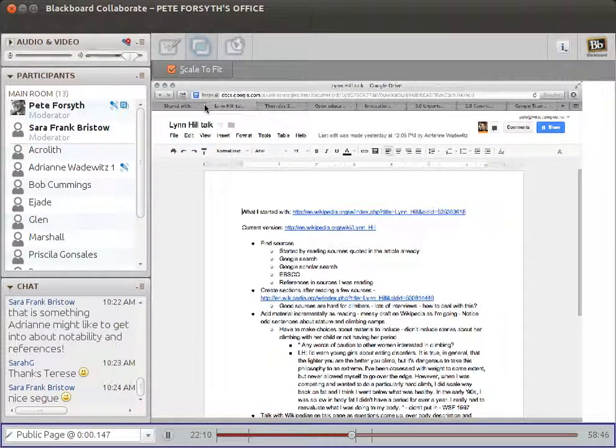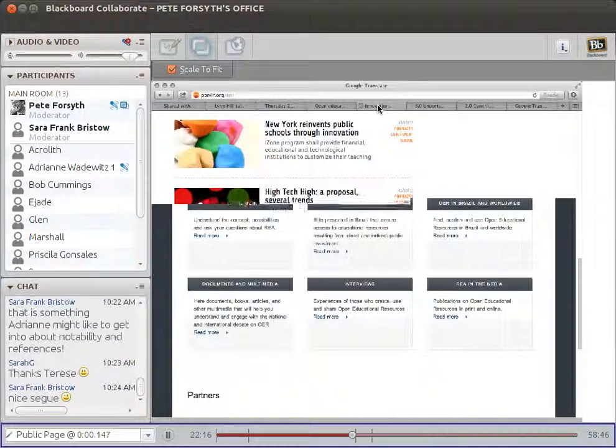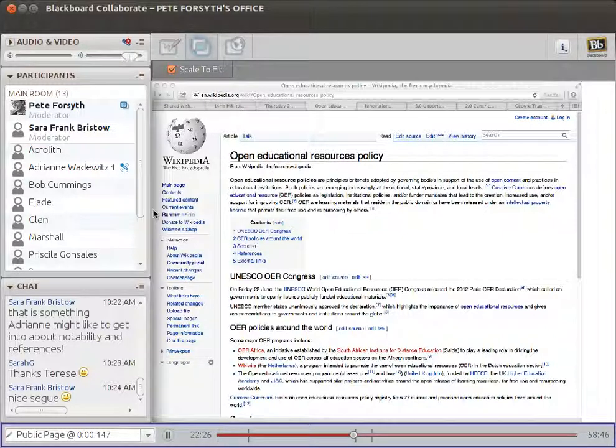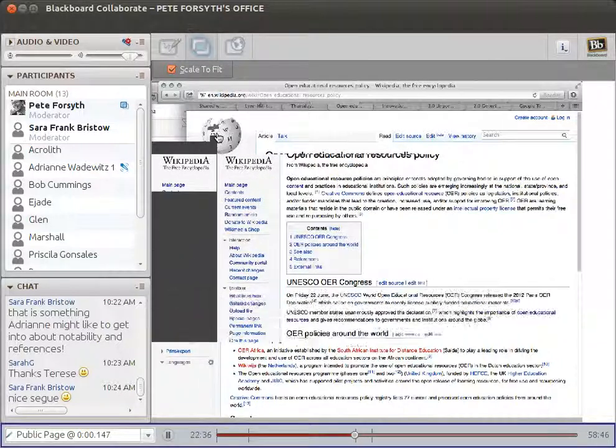Sure. It seems to me that for something to be notable, you have to have reports of it outside the institution where it happens. So if there's a program that's running inside your university, but the only reports of it are, you know, publications within the university, that's not notable enough.